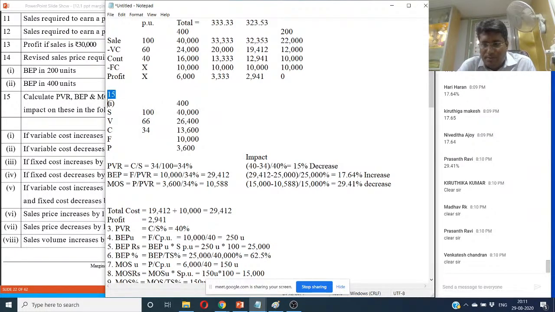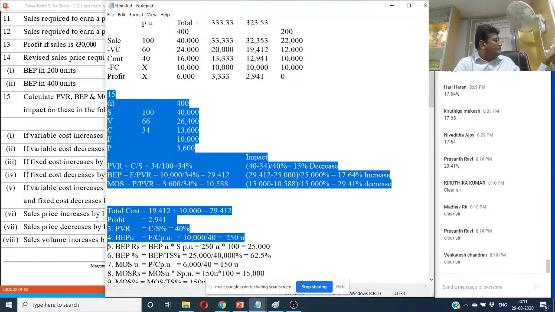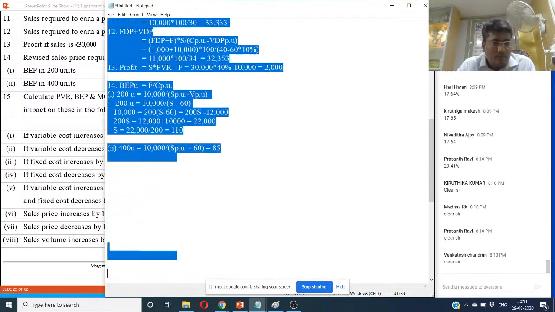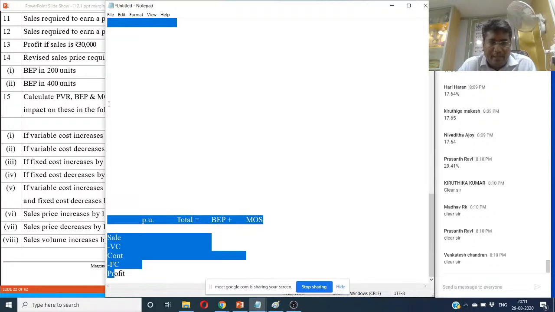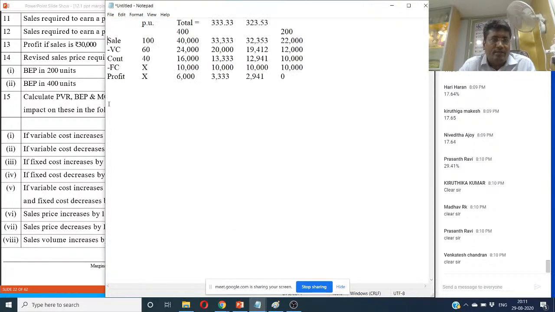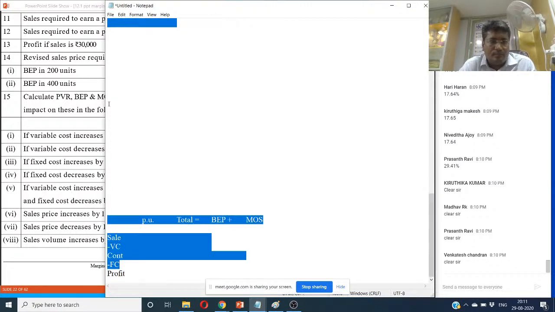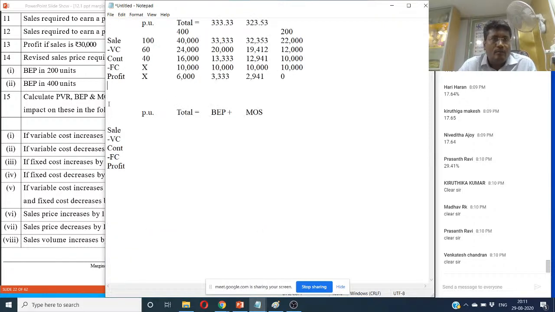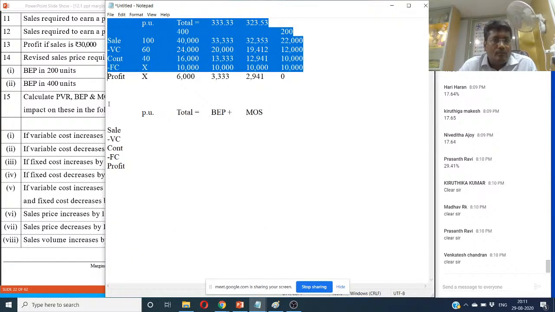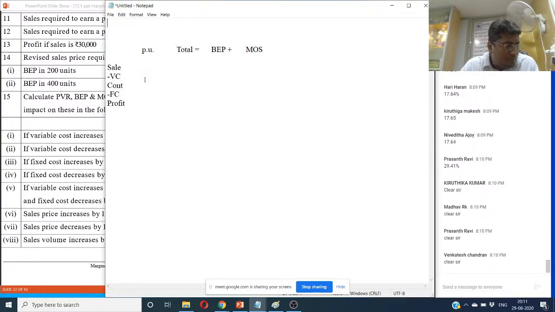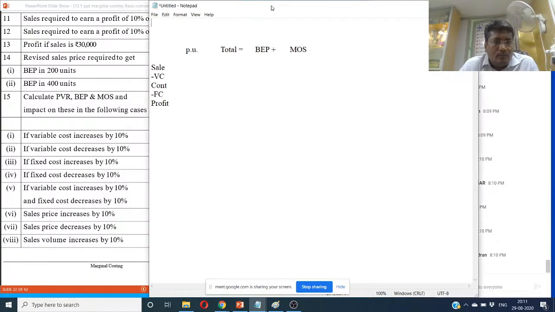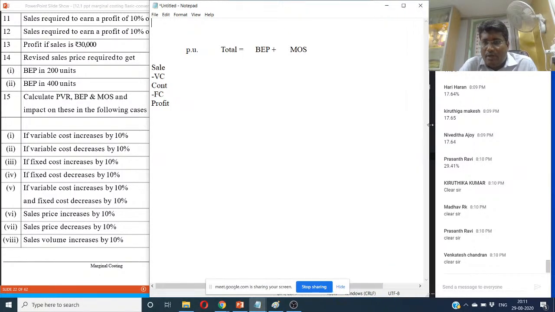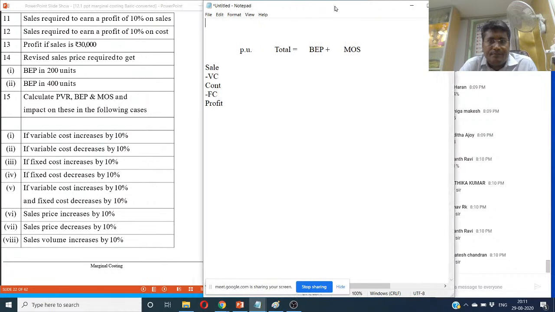The last part. So I am going to erase everything and the last part is going to be discussed. With that, I will wind up. Rest of the things you can work out yourself easily. No trouble in that.